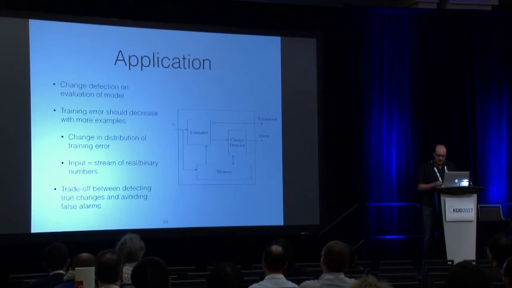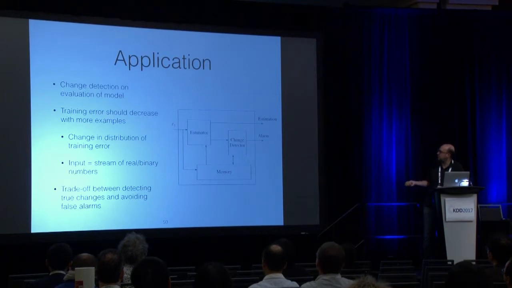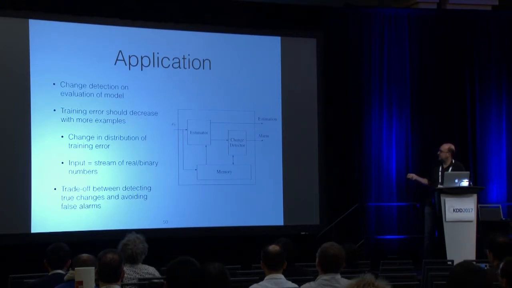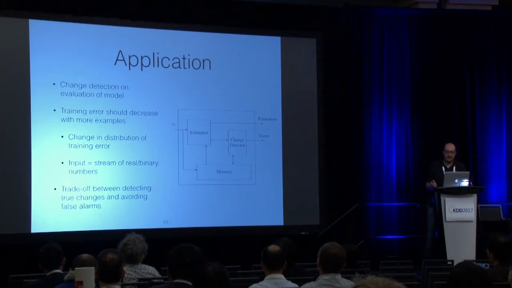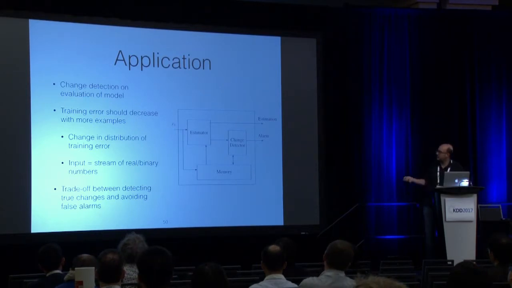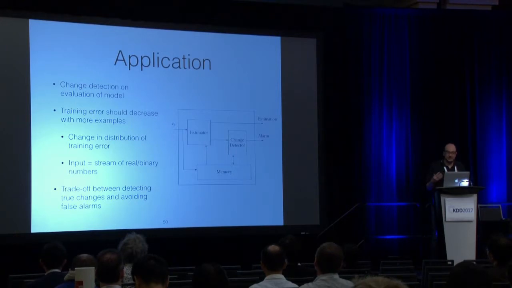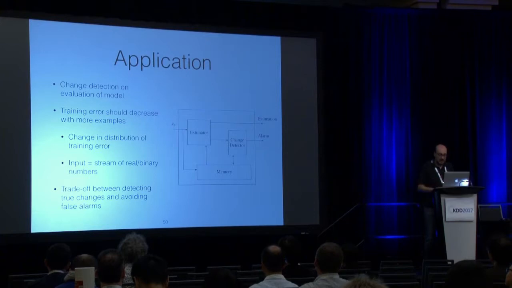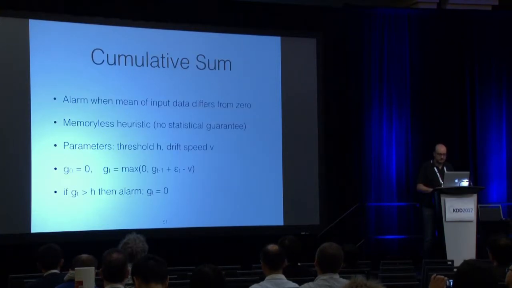So basically, we have this structure. The concept drift detector first has an estimator that is going to estimate the next value. We have a change detector that is going to raise the alarm. And then we have the memory that is going to store some statistics that are useful for improving our change detector method.